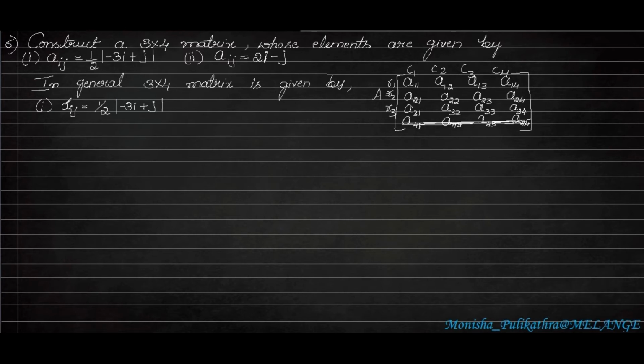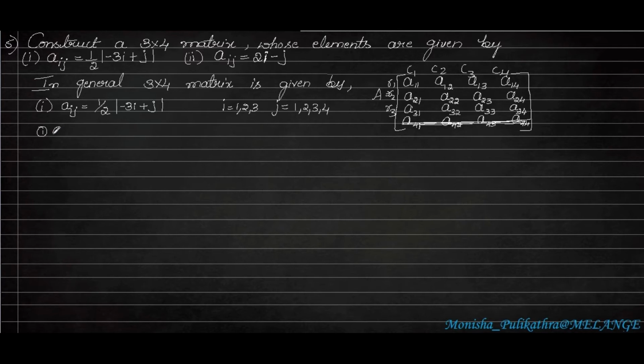Okay. So next, the first question is Aij. i will be the number of rows and j will be the number of columns. Okay. So i is the number of rows. How many rows are there? 1, 2 and 3. 3 rows are there. And j will be the number of columns. The number of columns is 4. Okay. So according to this question, we have to solve for each and every element of the matrix.